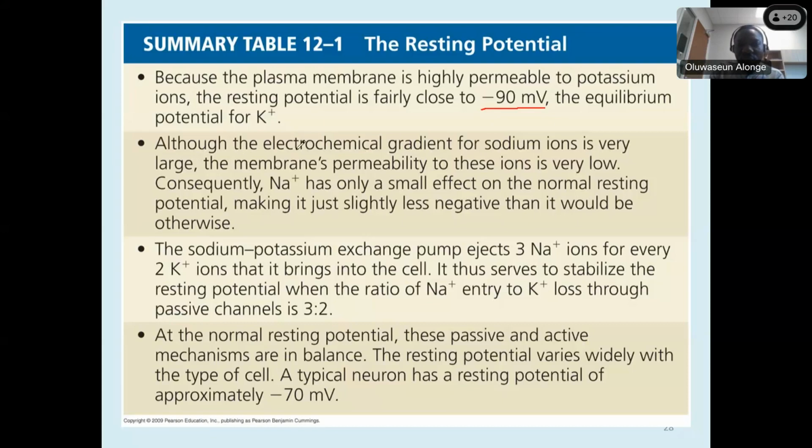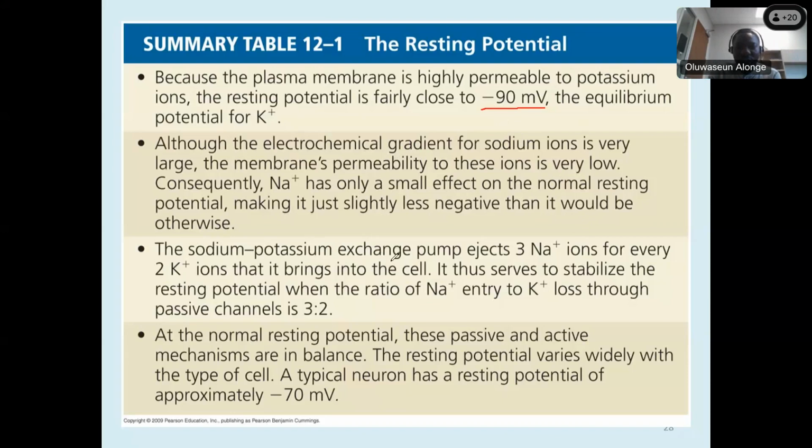Now, although the electrochemical gradient for sodium ions is very large, the membrane's permeability to those ions is very low. Consequently, sodium has only a small effect on normal resting membrane potential, making it just slightly less negative than it would be. So what sodium does is just to help it. The system is not getting to negative 90, but it's actually negative 70 because of sodium.